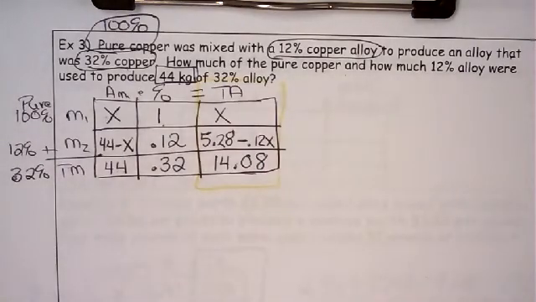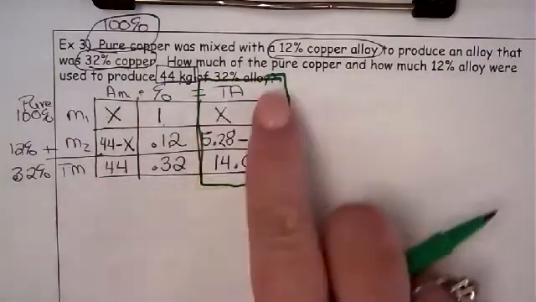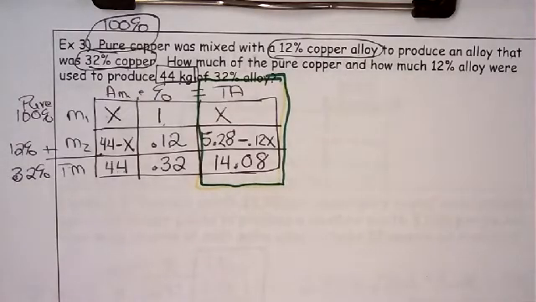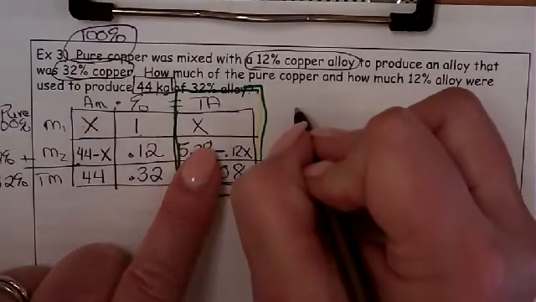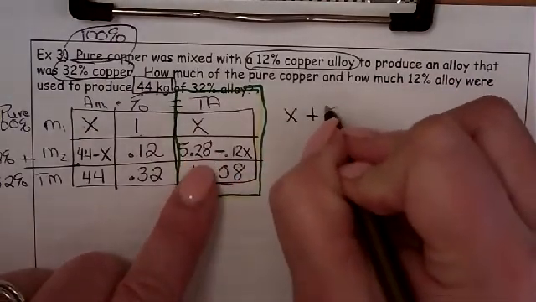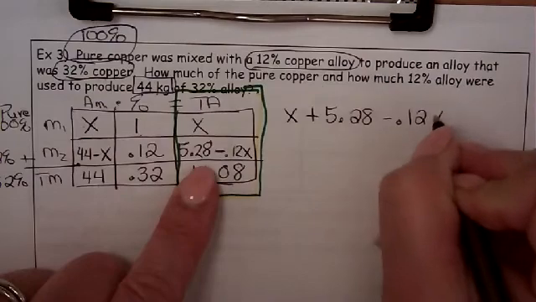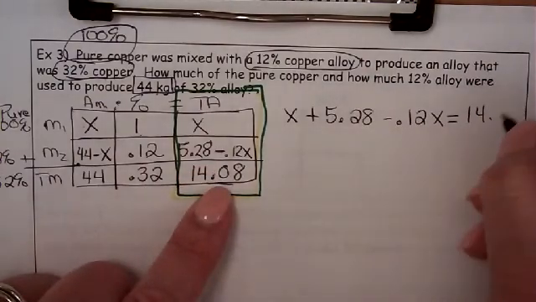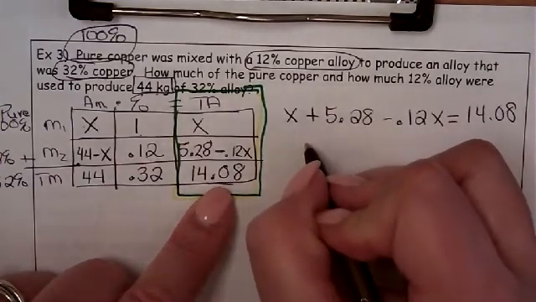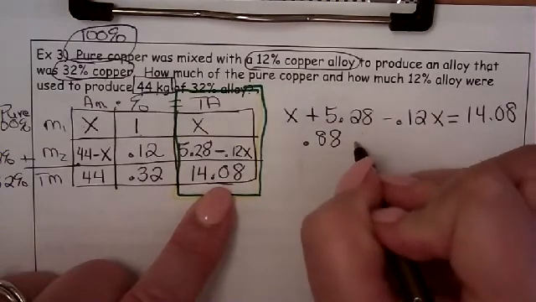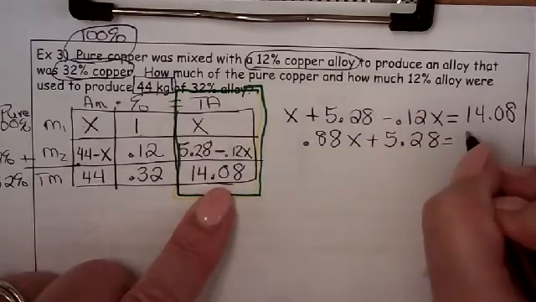Now, we've also discussed that our equation comes from using our total. And I didn't show it very well. Let's use a darker color to emphasize that. So we're going to use this column, adding it to get our equation. So what I'm going to have, let's get right here to the side, I'm going to have X plus 5.28 minus 0.12x equal to that 14.08. And here's our three-step problem. Combine our like terms, we get 0.88x plus 5.28 equal to 14.08.